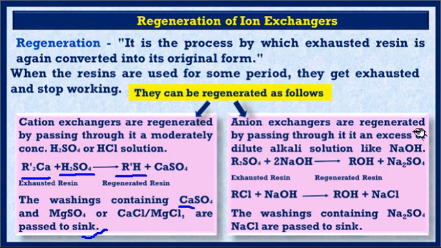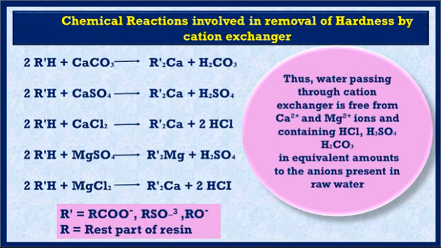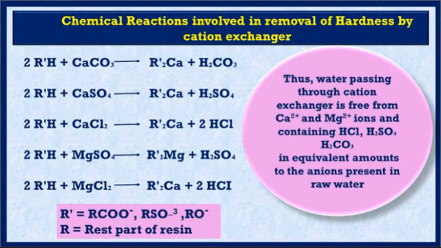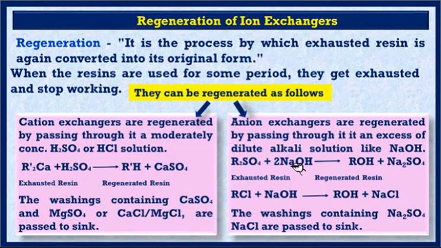The anion exchange resins are regenerated by passing through them an excess amount of dilute alkali solution, that is the NaOH solution. So for the regeneration process we stop the water supply from here and NaOH is supplied through here. When NaOH is supplied through this exhausted anion exchange resin, this NaOH exchanges its OH minus ions with the exhausted resin's anionic part.